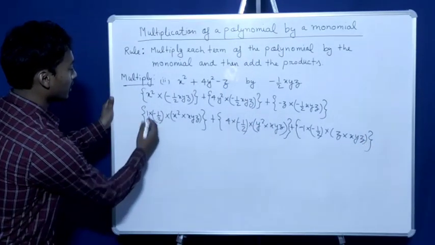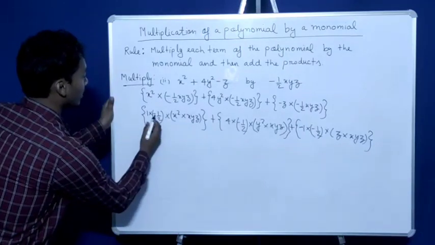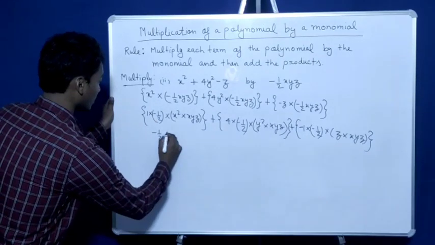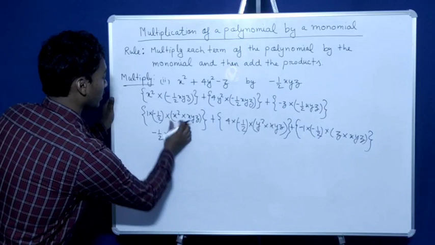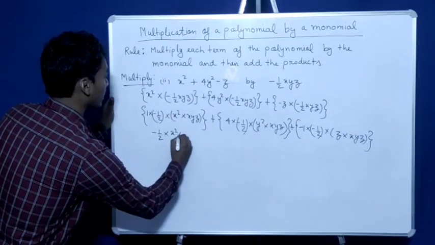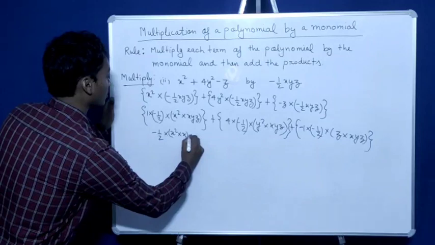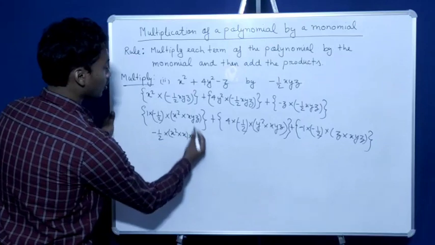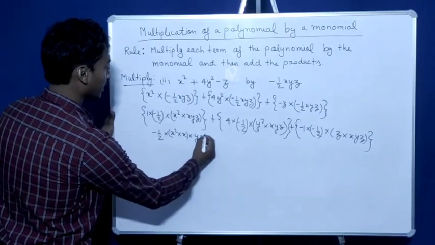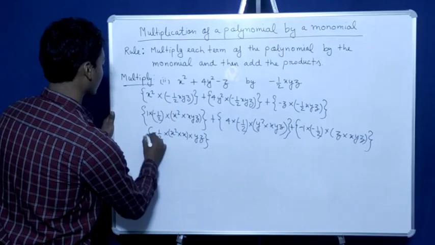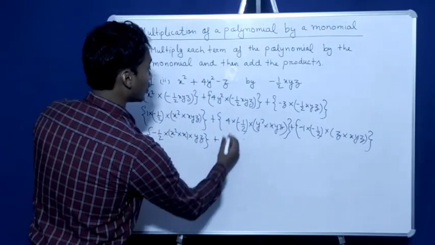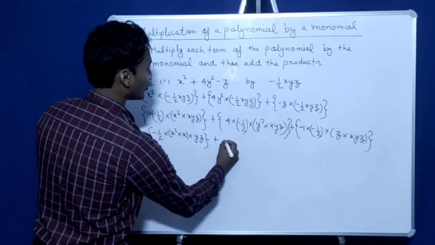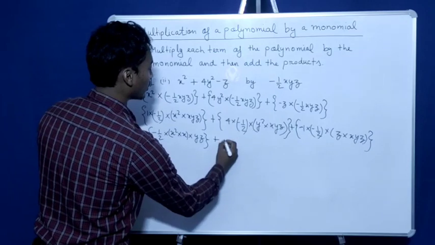Now let's multiply the numerical coefficients together. So negative and a positive will give you negative. So negative 1 by 2 into, then let's multiply the common variables together, x square times x multiplied by y z. There is no other y z, so we can leave them like that, plus 4 times negative 1 by 2. Now negative multiplied by positive will give you negative.